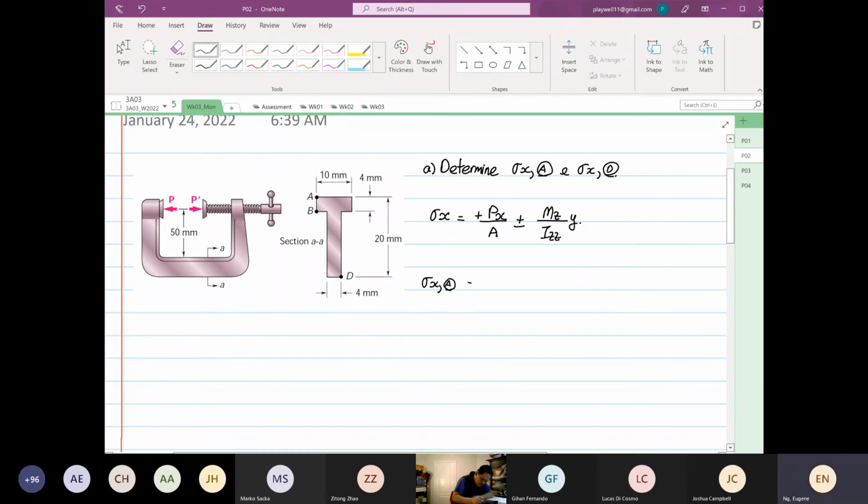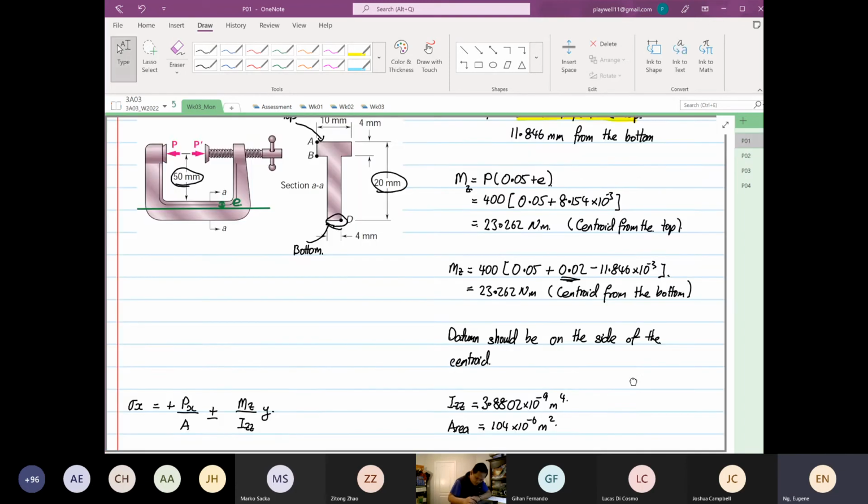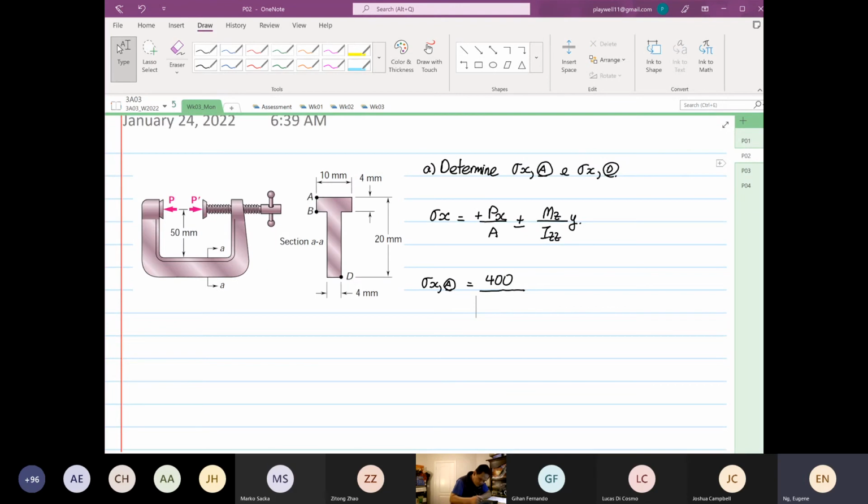Right. So the force is 400 divided by our cross-sectional area. Sorry, our cross-sectional area is not 3.8, it's 104 times 10 to the power minus 6. Did I write that? Yeah, 104 times 10 to the power minus 6.